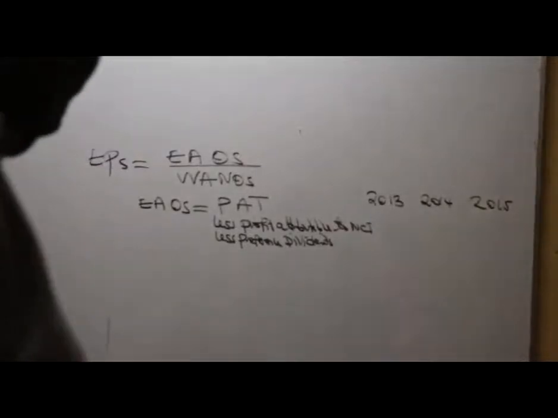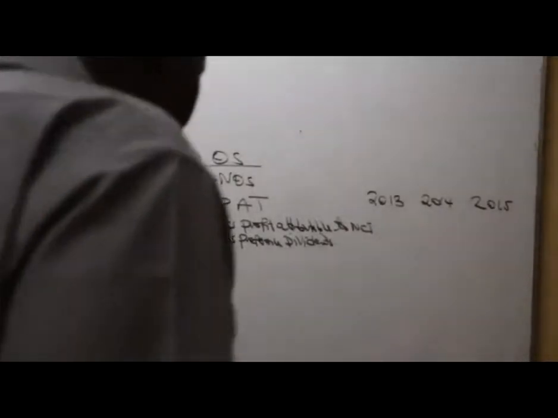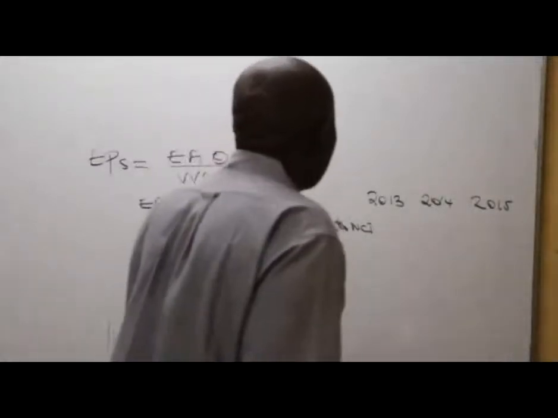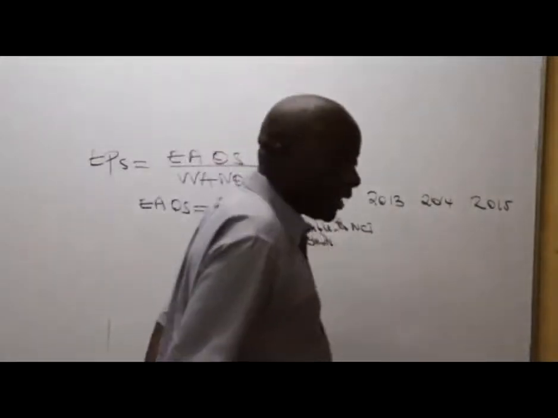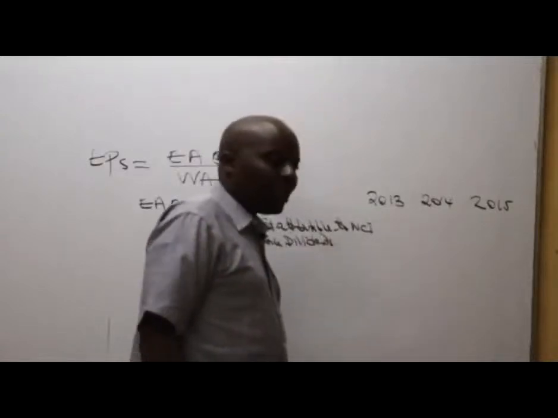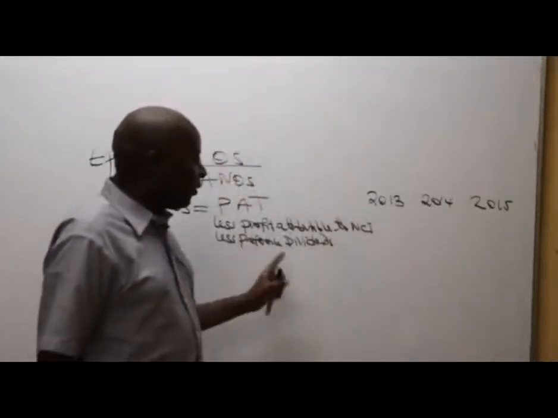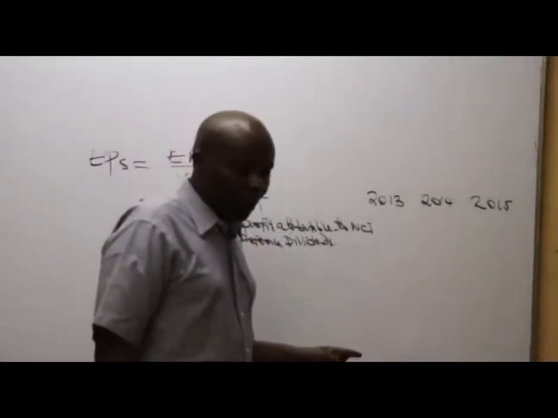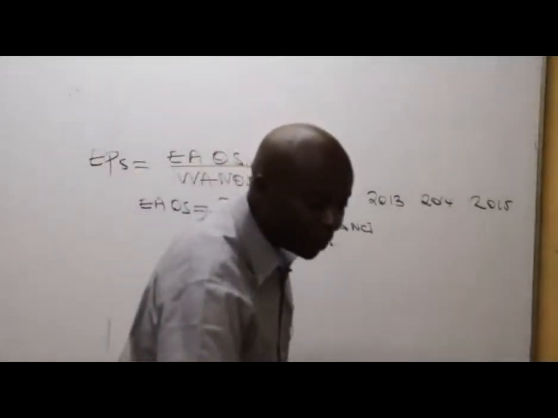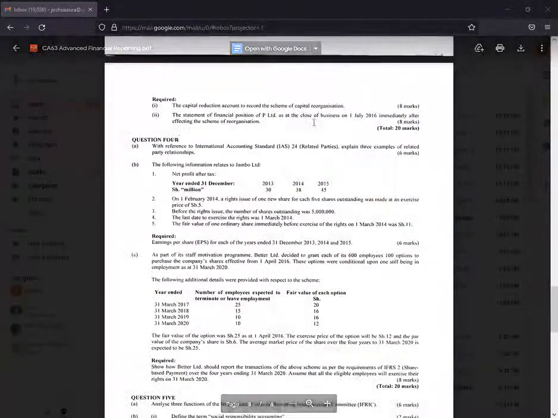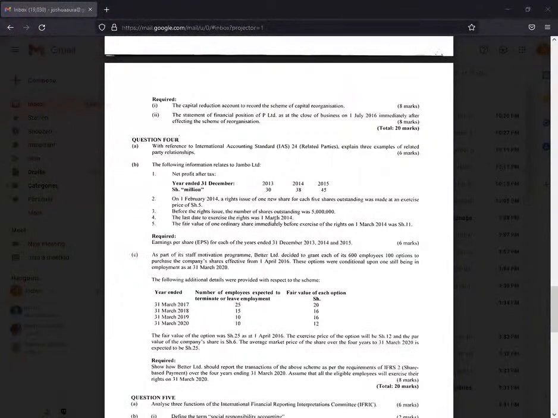You take the reported profit after tax, you subtract any profit attributable to non-controlling interests, and then we also subtract any preference dividends. So, ladies and gentlemen, let me project my question here. We have the reportable profit, the net profit after tax: 2013 is 30, 38, 45.